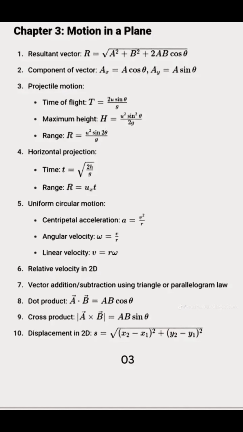Then uniform circular motion, centripetal force, centripetal acceleration, angular velocity, linear velocity, relation of angular and linear quantities, like the relation of linear with angular velocity. The formula is V is equal to R omega, where V is the linear velocity and omega is the angular velocity. Then vector addition, dot and cross products, displacement, examples of dot product. We can say dot product is the scalar product and cross product is the vector product, and we will discuss examples of dot and cross, or scalar and vector product, in unit 3, motion in a plane.